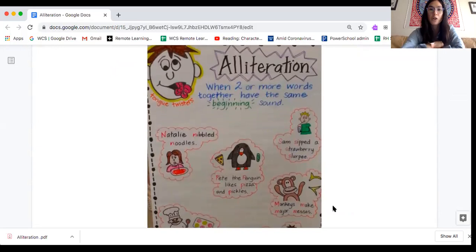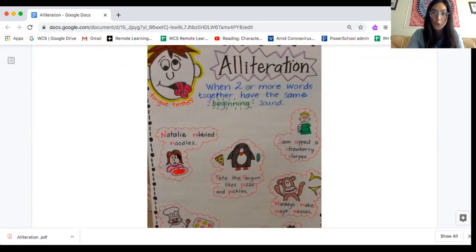So what is alliteration? Well, when you have two or more of the words in a poem that start with the same beginning sound, that is alliteration. In this picture, you see a little boy and his tongue was all tied up. That's because oftentimes alliterations are tricky for us to say over and over again. So here are some examples.